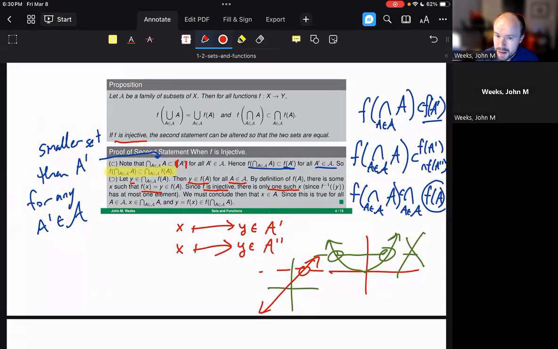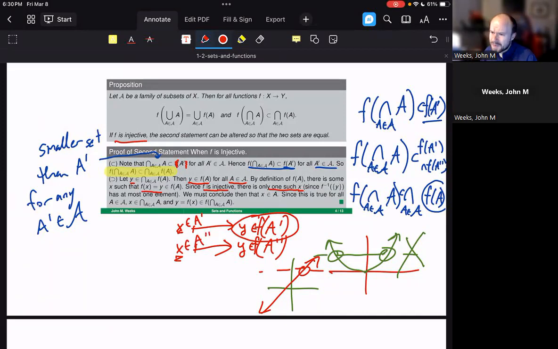So that means that if I'm looking at y inside of f of a prime and there's some x inside of the set A that maps to that, then that element x is not going to be important whether or not I'm looking at a prime or a double prime, because by our definition of image, x is actually an element inside of a prime, and in this case x is inside of the set a double prime.